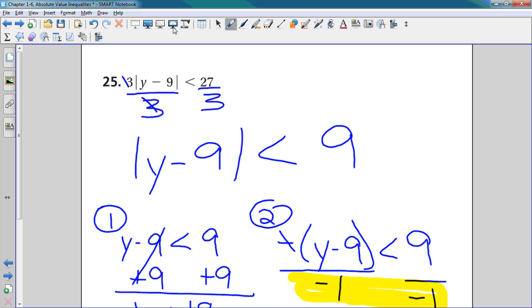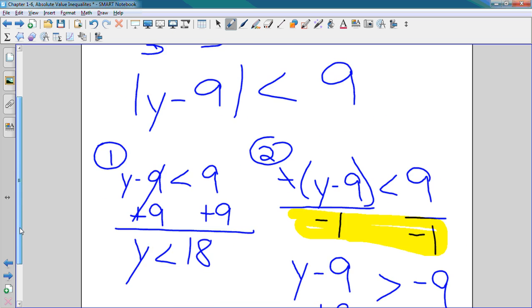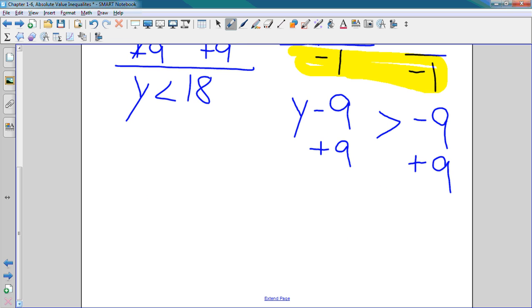Go ahead and scroll down here. What is -9 plus 9? -9 plus 9 is 0. So I have y is greater than 0.